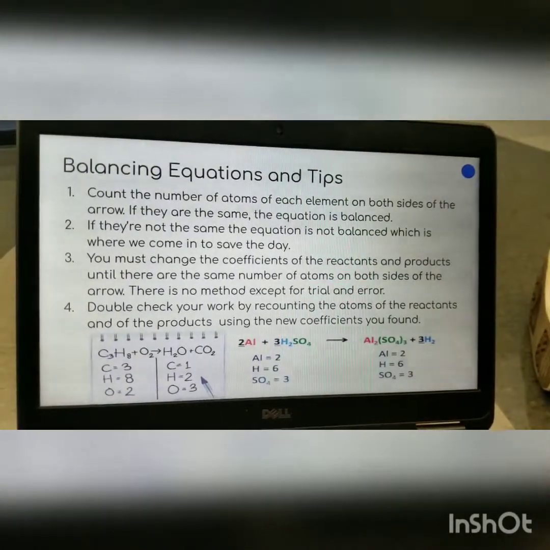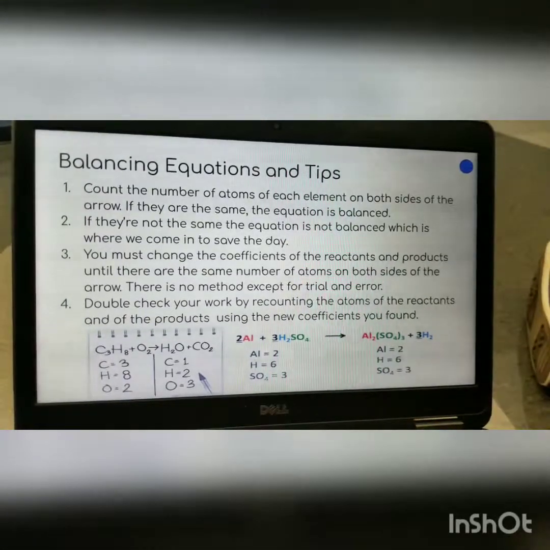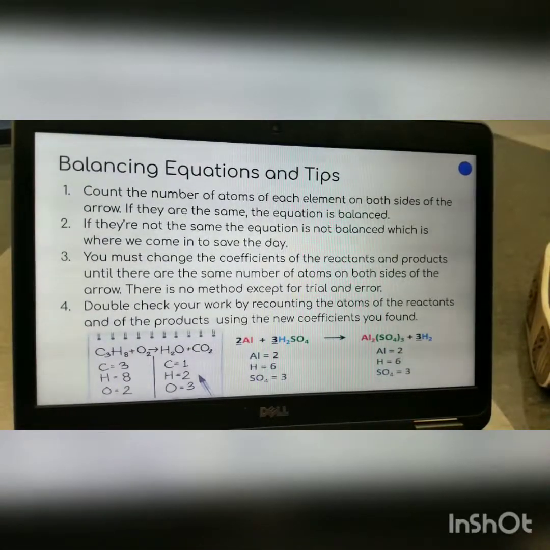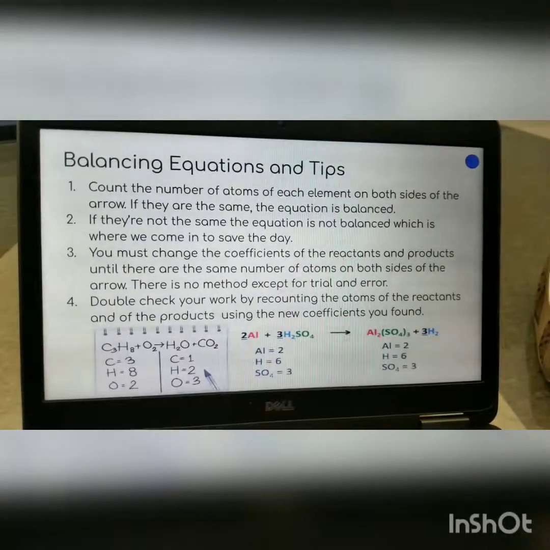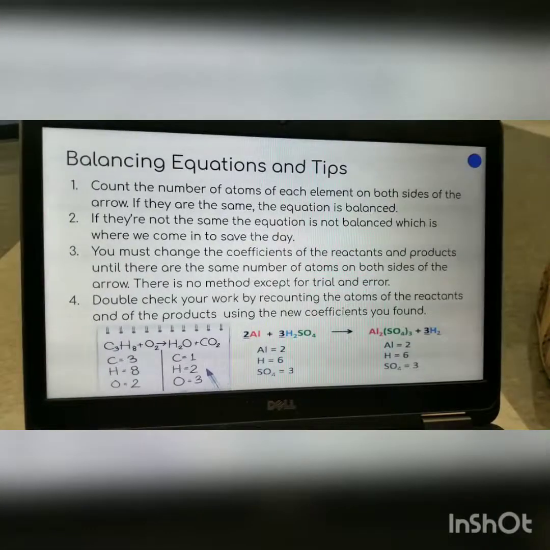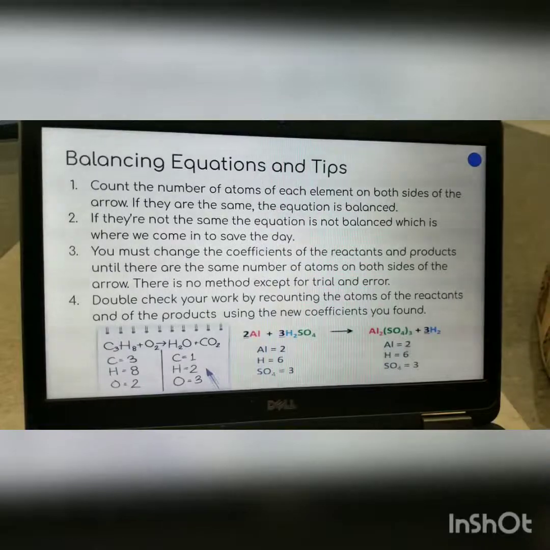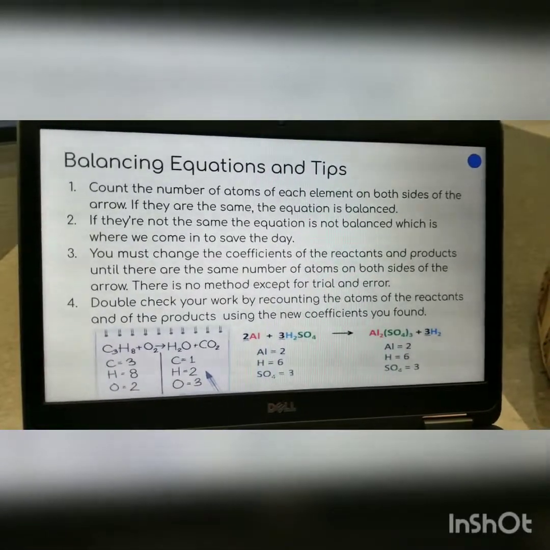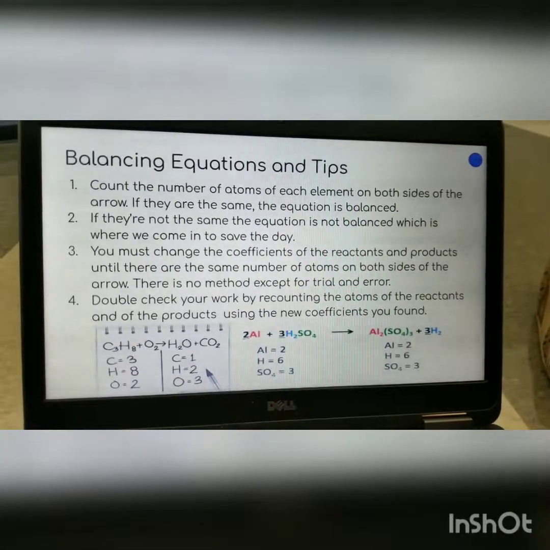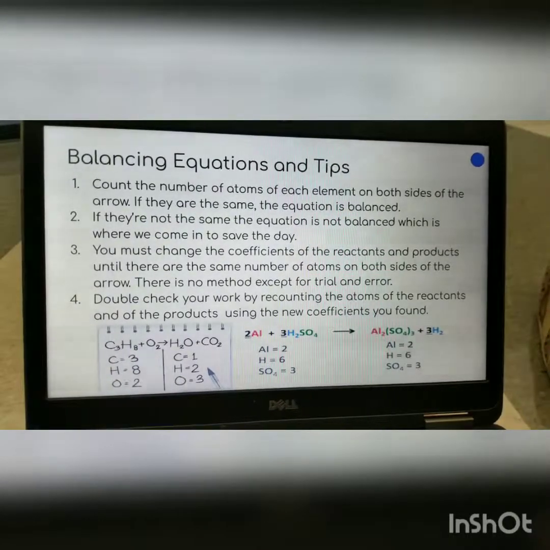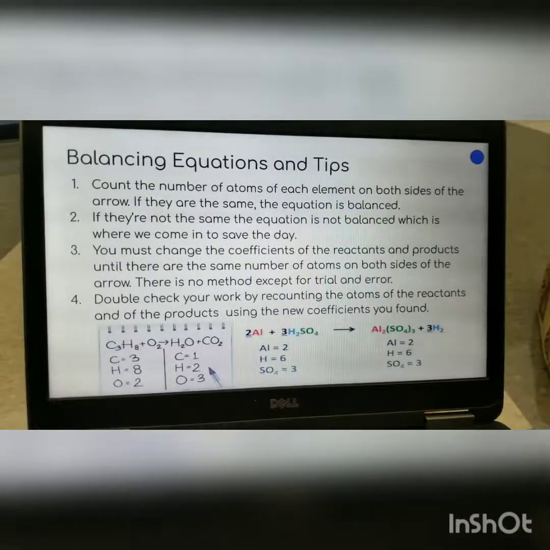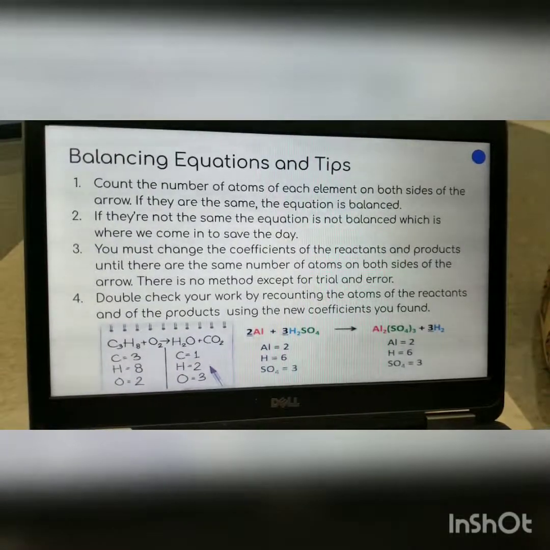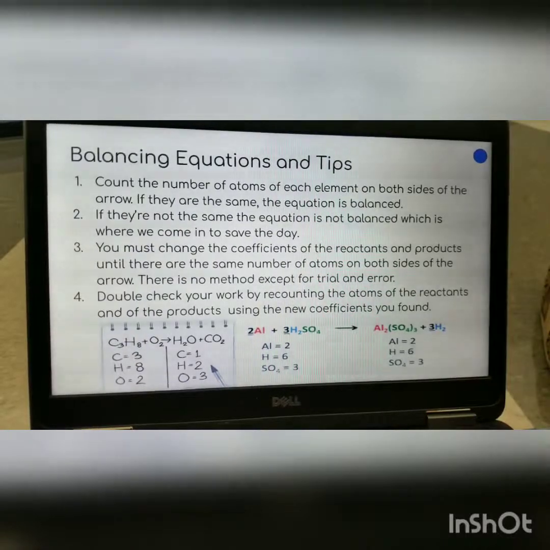Balancing equations and tips. Step number 1: count the number of atoms of each element on both sides of the arrow. If they are the same, the equation is balanced. Number 2: if they are not the same, the equation is not balanced, which means that you have to go and save the day. Number 3: you must change the coefficients of the reactants and products until there are the same number of atoms on both sides of the arrow. There is no method except for trial and error. Number 4: double check your work by recounting the atoms of the reactants and of the products, using the new coefficients you have found.